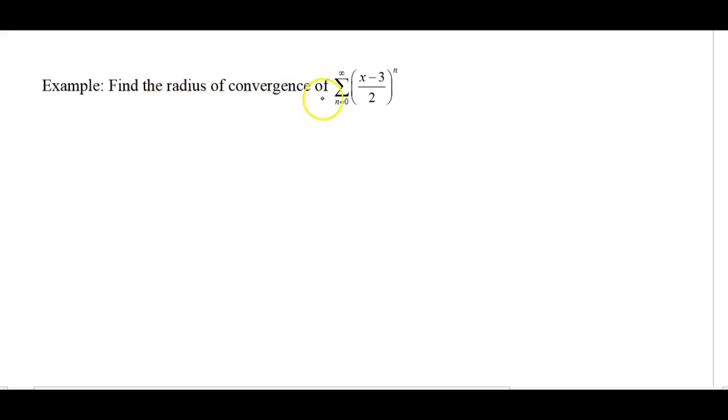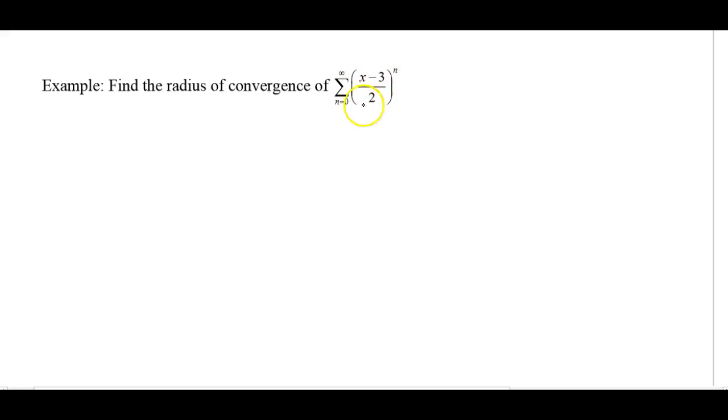So find the radius of convergence for the sum of n equals 0 to infinity of (x minus 3 over 2) all raised to the n. So the key here in recognizing that we can apply the geometric series test is that that c sub n value is constant. So there's really that 1 here.